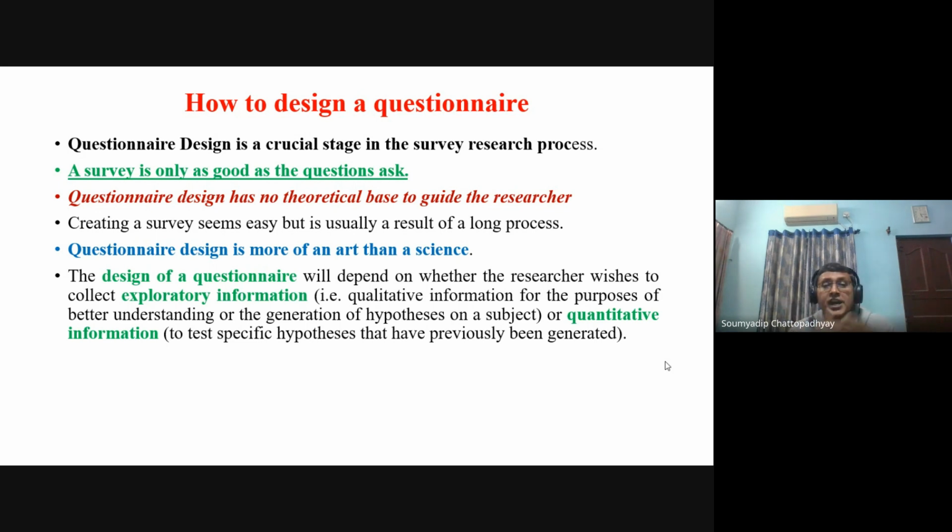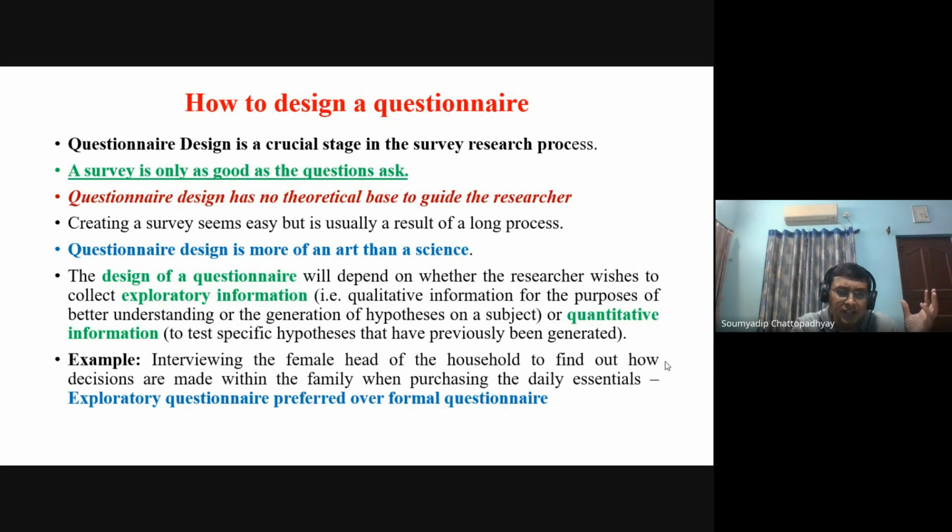We may depend on quantitative information. In that case, what we aim to achieve is to test a specific hypothesis that has previously been generated. Okay, so depending on that, we can have two different types of research. One is qualitative research, another is quantitative research. Okay, this is a classic, very common example.